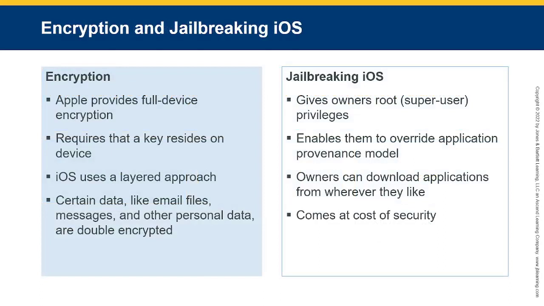Apple provides full device encryption, and requires a key that resides on the device. iOS uses a layered approach. Certain data like email files, messages, and other personal data are doubly encrypted. Jailbreaking gives users root or super user privileges, enabling them to bypass Apple's application provenance model. Owners can download applications from wherever they like. It comes at a cost of security.